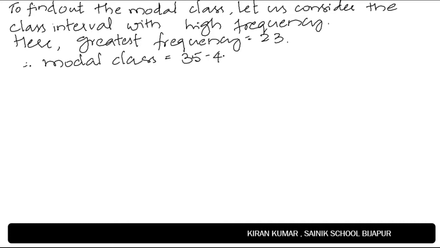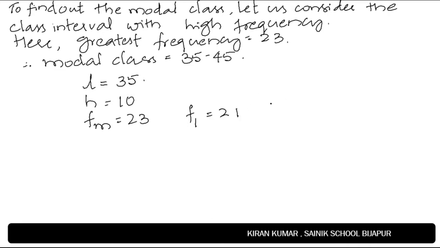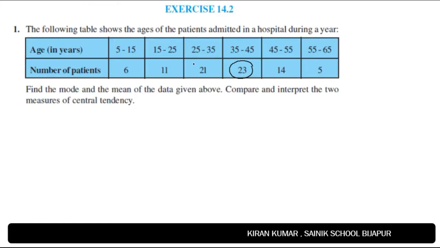35 to 45. So the lower limit of the modal class is 35. And the class width is the class size. It is 10. The frequency of the modal class is 23. Frequency of the class preceding the modal class is 21. Frequency of the class succeeding the modal class is 14. This is F1, this is F2.